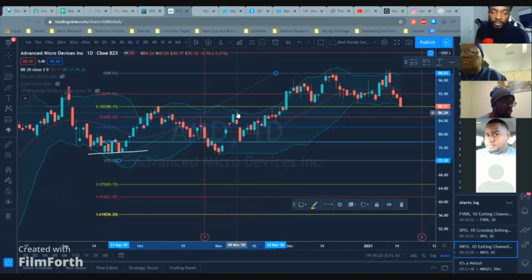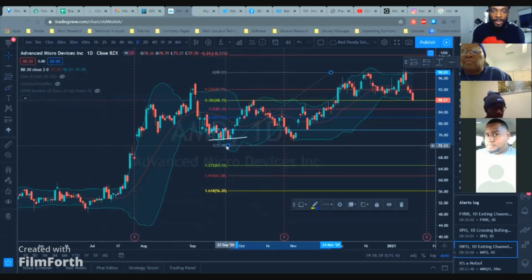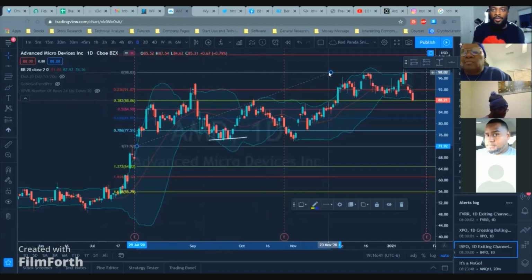Fibonacci is the one that I have a problem with. Okay. How do we know where to start it? That's a really good question. You need to look for a trading range, and once you find your trading range, you want to put it at the support and at the top of the resistance.